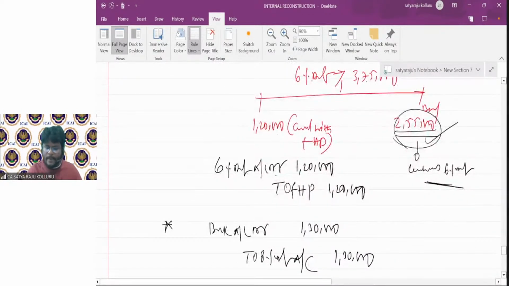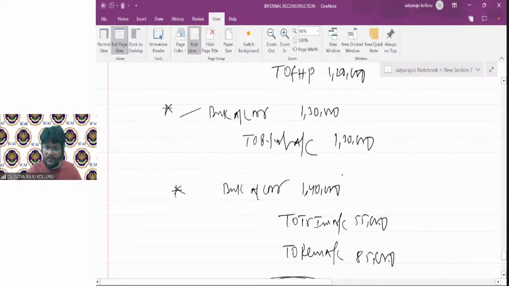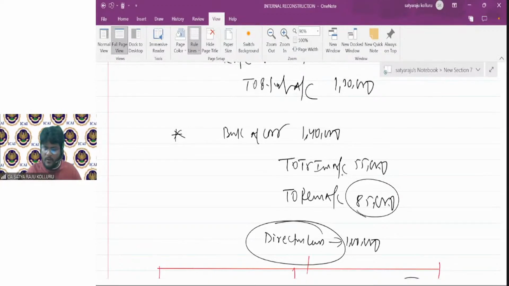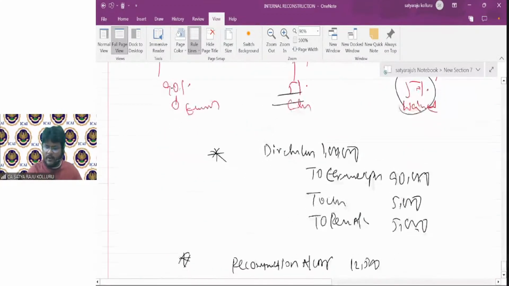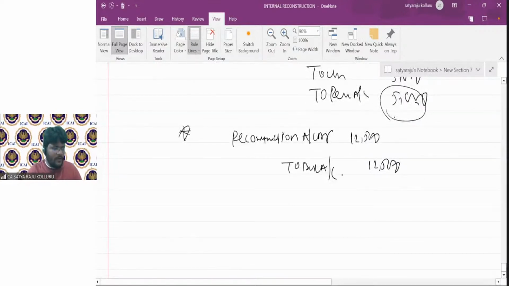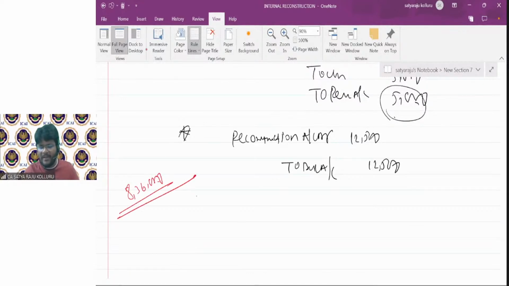Come down. Here there is no involvement of reconstruction. Here also no reconstruction. Here reconstruction 85,000, add 85,000. Next, here 5,000 reconstruction, add 5,000. Here minus 12,500. I got 8,36,000. Before considering those 3 points, the reconstruction balance is 8,36,000. Am I right, guys? All of you?